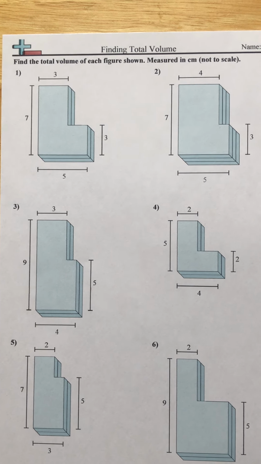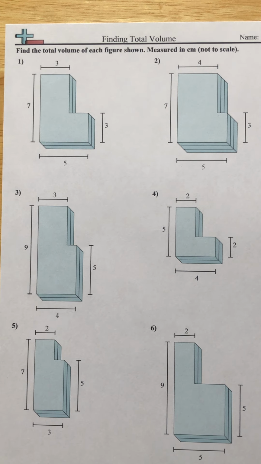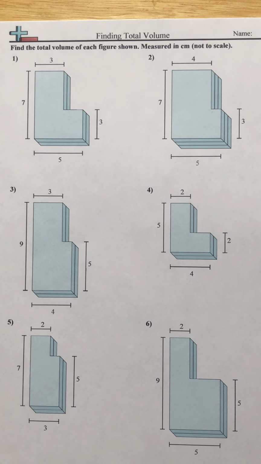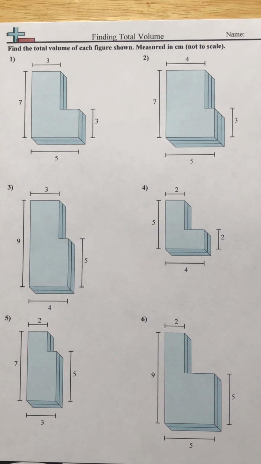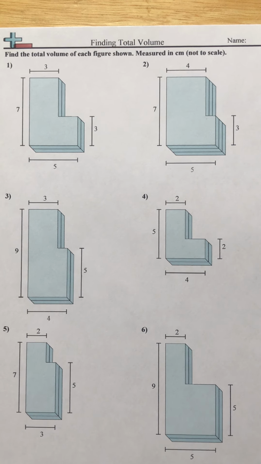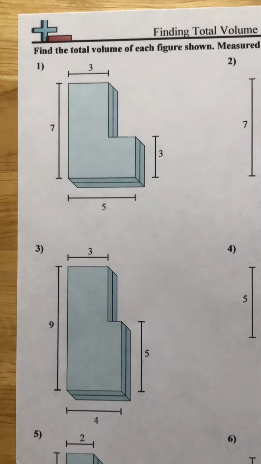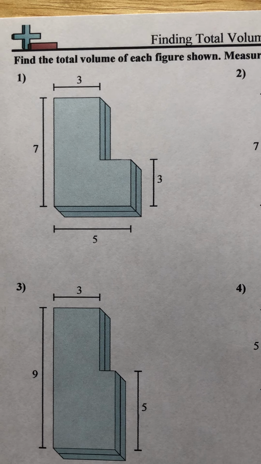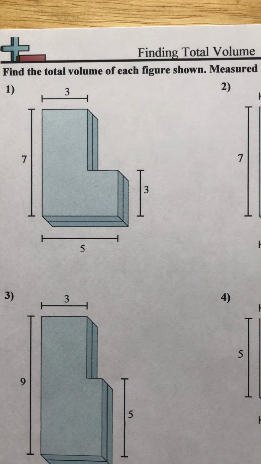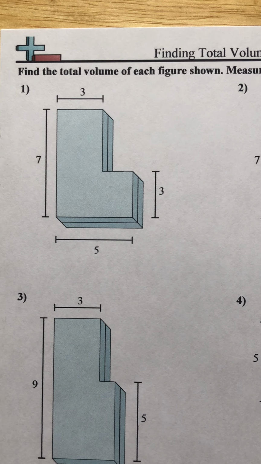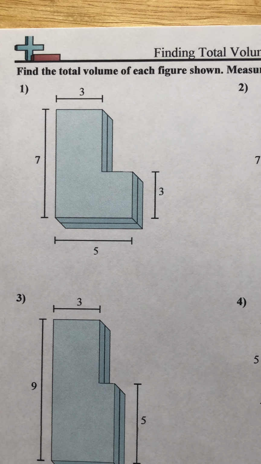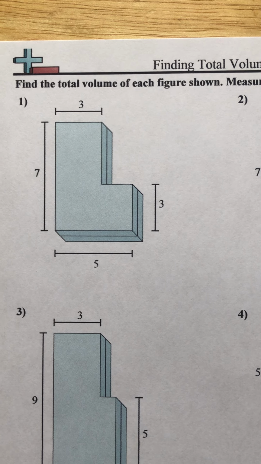And after watching this video, you're going to complete the formative worksheet and do it on your own. So grab your pencil and paper to work with me. Here we go. So let's take a look at number 1. We see we have the shape here, and what we're going to do each time is we're going to be splitting our shapes into two rectangles.